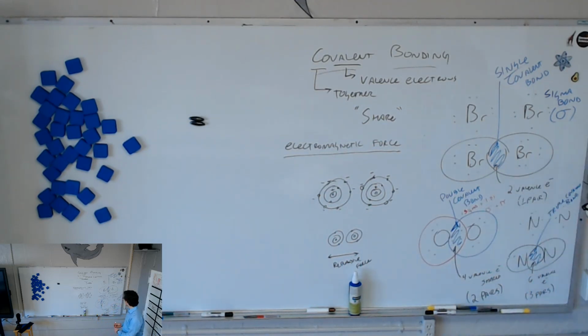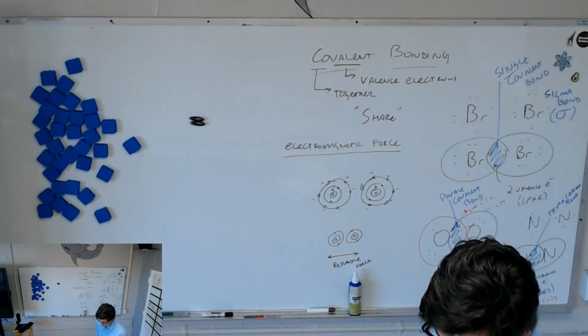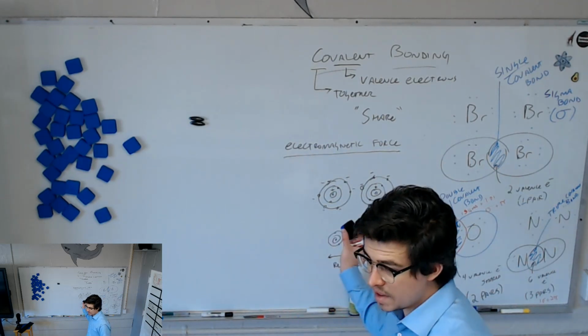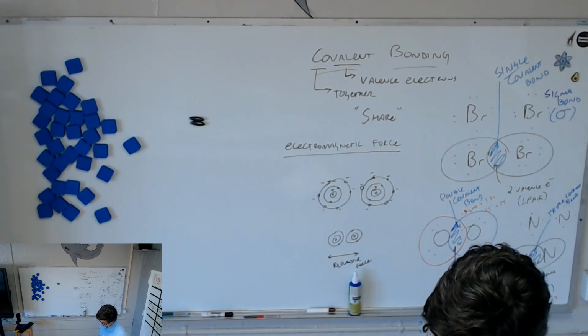And then the triple is 1 sigma again and 2 pi's. I'm going to just read you what your book says about sigma and pi bonds. And for me, for the test, what I've written up there is good enough, but listen to this.